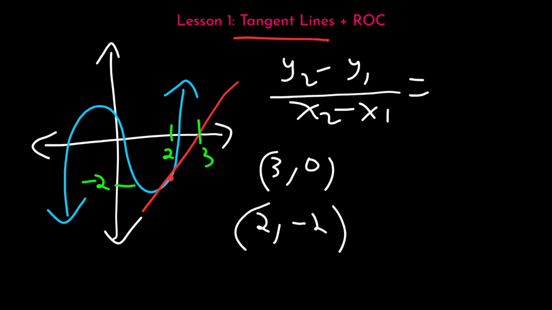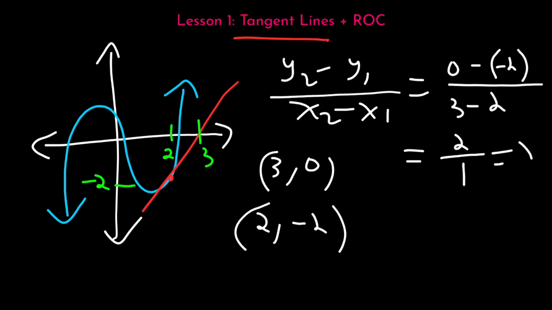So let's plug these in. Our second y value is 0, minus negative 2, all over our second x value, 3, minus 2, which becomes 2 over 1, which is 2. So our instantaneous slope, which is technically the derivative, which I'll explain later, is 2. So for this function, f of x, this whole blue function, right at this little point, the slope is 2.